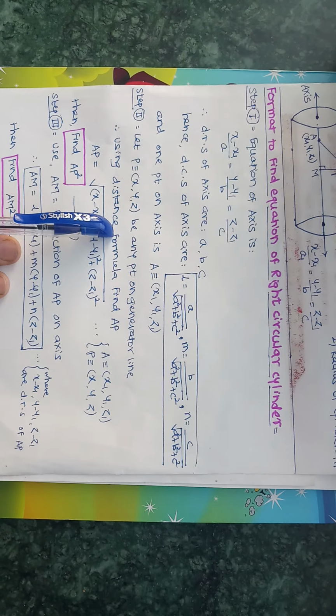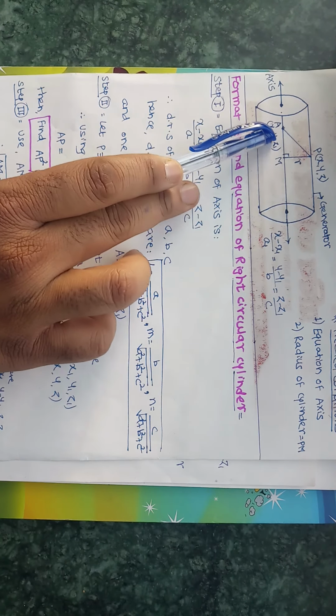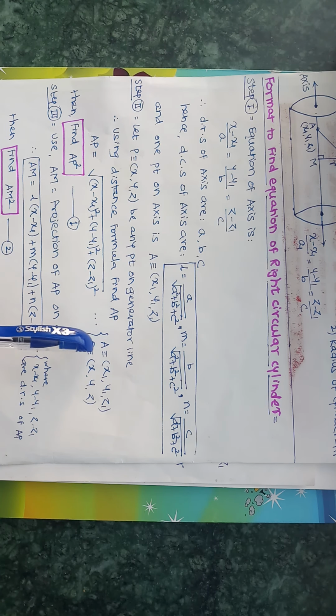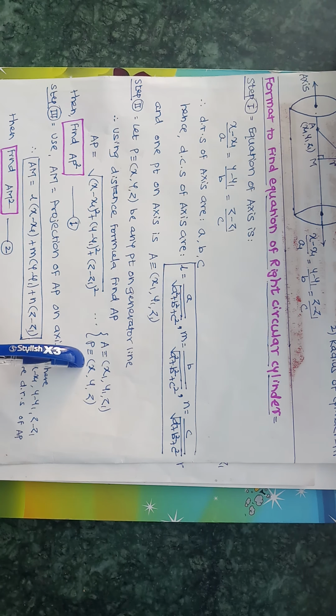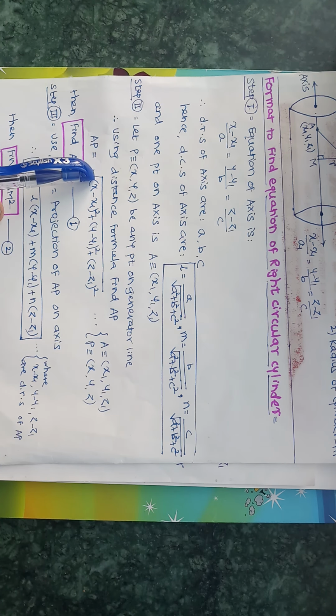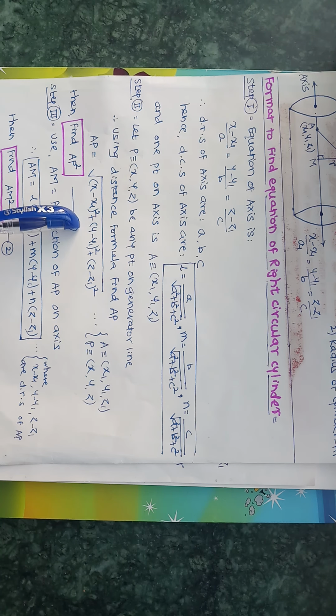Now using the distance formula, you can find AP. And what is the distance formula? AP is equal to square root of, if A and P two points are known, then subtract similar to DRs, (x minus x1) whole square, (y minus y1) whole square, (z minus z1) whole square. To avoid the square root, you can directly square both sides to get AP square. This will be equation number 1.